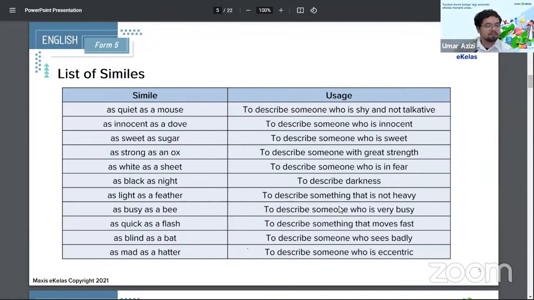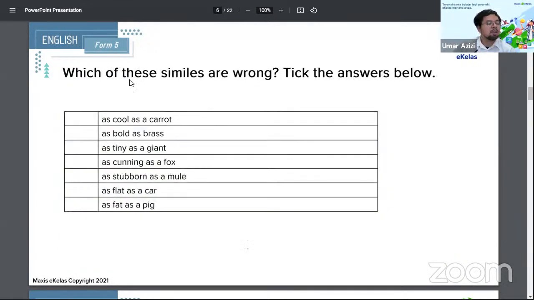All right. Which of these similes are wrong? Take the answers below. So as cool as a carrot, are carrots known to be cool? As bold as brass, is brass very bold? As tiny as a giant, is a giant tiny? As cunning as a fox, is a fox cunning? As stubborn as a mule, is a mule stubborn? As flat as a car, is a car flat? As fat as a pig, are pigs usually fat? Have you seen a live pig? Have you seen a picture of a pig?